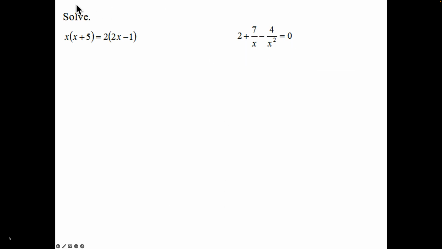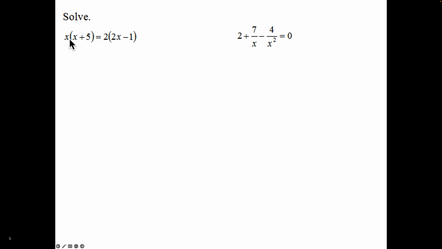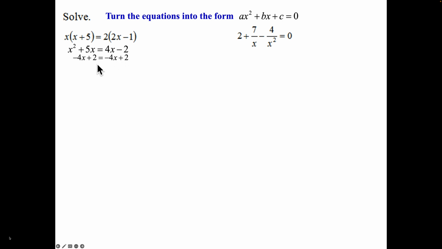All right. Now, what the authors like to do is they like to take these equations and make them more difficult. So for example, here we have to simplify away the parentheses and set it equal to 0. So we got to turn this into ax squared plus bx plus c equals 0. So you distribute the x squared plus 5x, distribute the 2. 2 times 2x is 4x times the -1 minus 2. You want to keep the x squared positive. So we're going to move the 4x over to the left, and we're going to move the -2 by adding 2 over to the right.